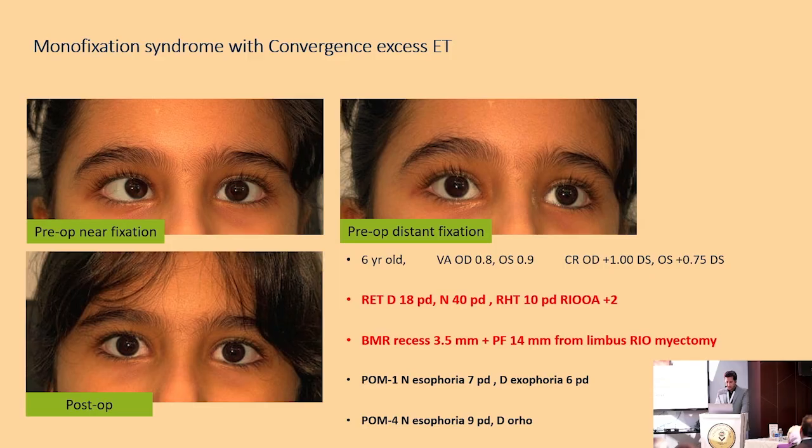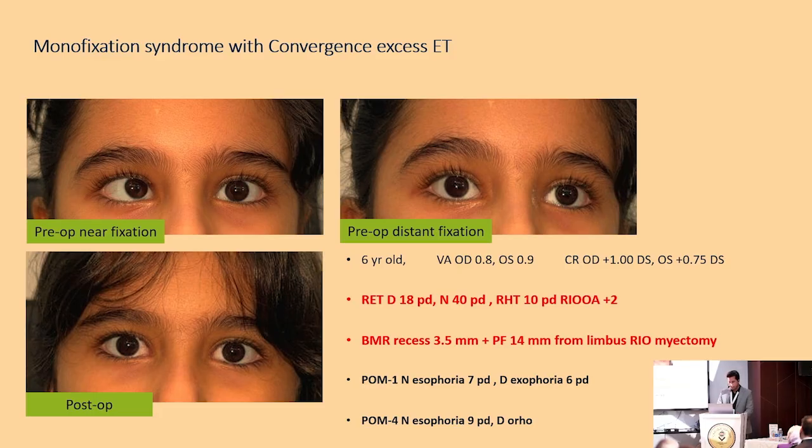So again, the distant angle has been chosen as a surgical target. Both medial rectus muscles have been recessed 3.5 millimeter, and posterior fixation suture has been added with the right eye myectomy for hypertropia, right inferior oblique overaction. 1 month after surgery, she has esophoria of 7 prism diopter for near, and she has exophoria of 6 prism diopter. Here, I was scared that this exotropia may converge to more overcorrection due to the exotropia.